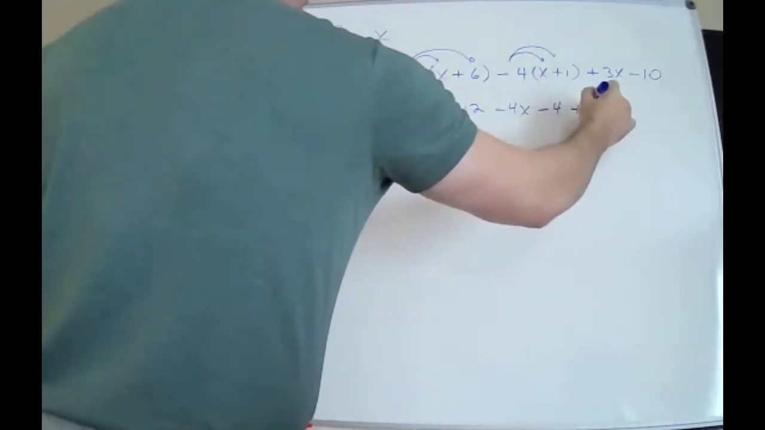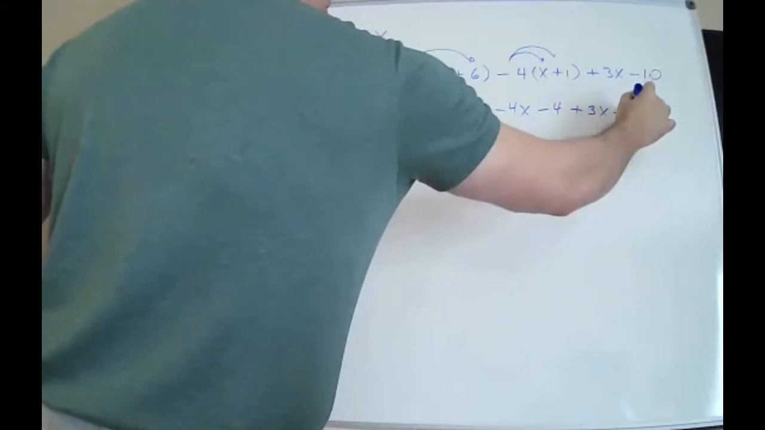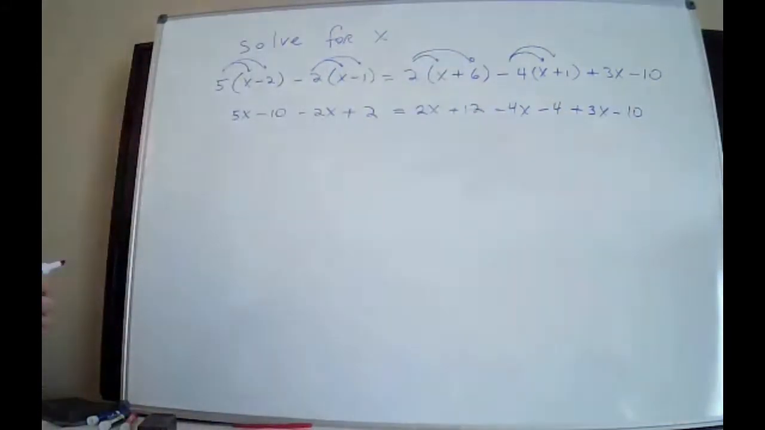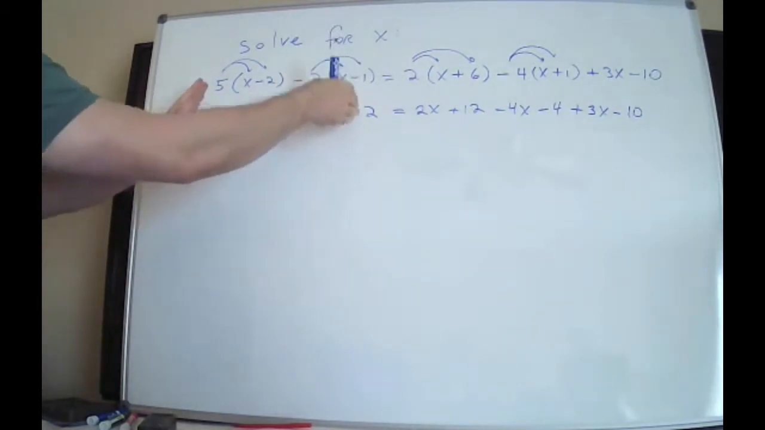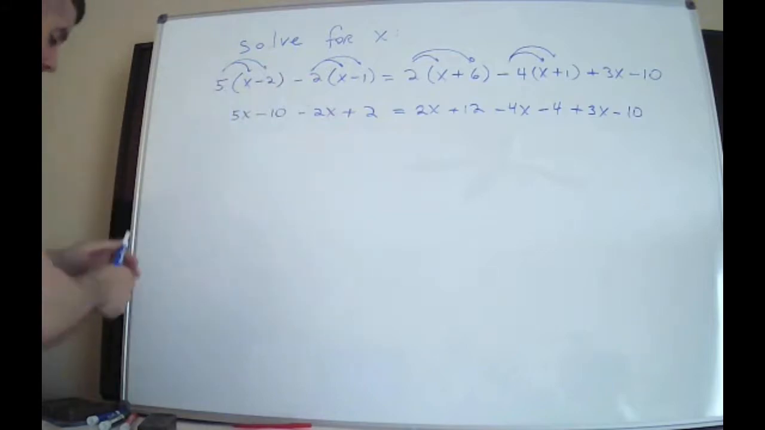And then what do I do with the last guys? You don't do anything with the last guys. They go along for the ride. A positive 3x and a -10. Now, one side at a time, I'm going to take these dudes over here and combine them all together.